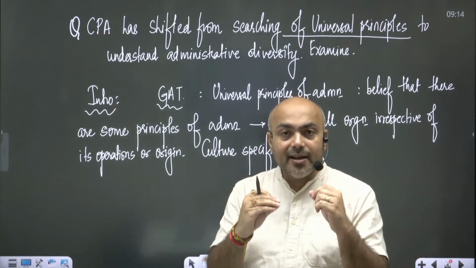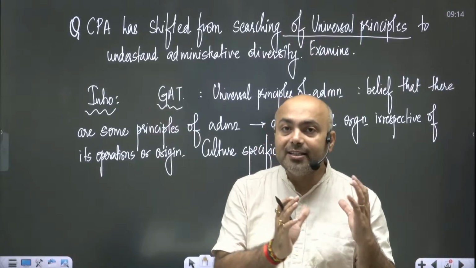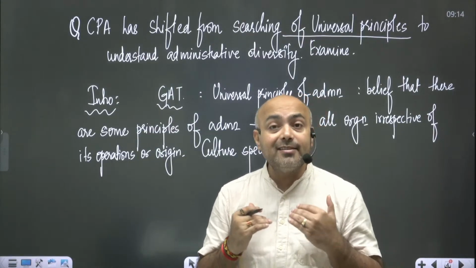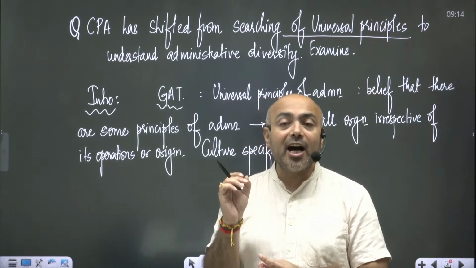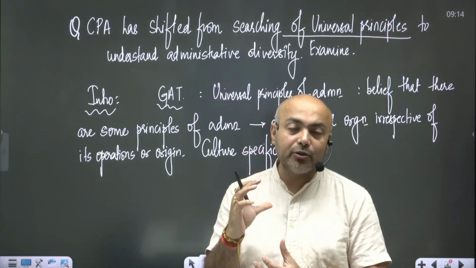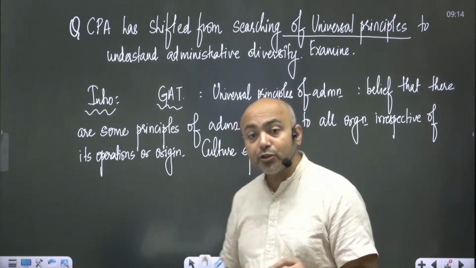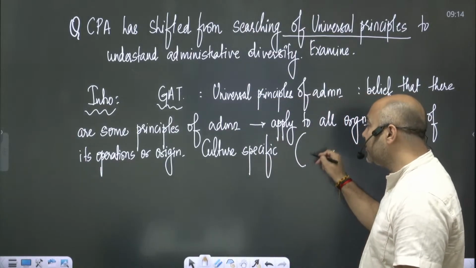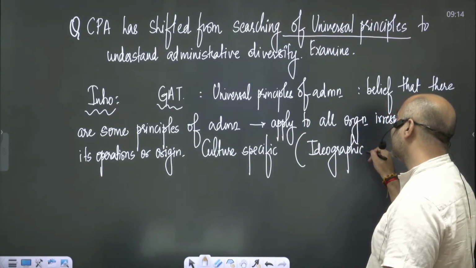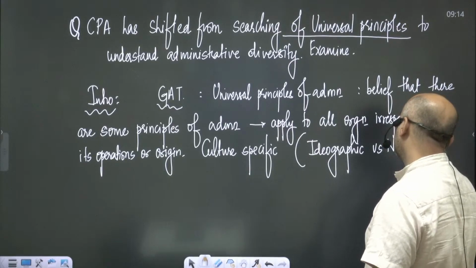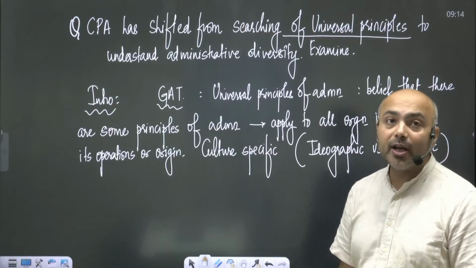That means here the classical theorists failed to adopt a culture specific approach, a culture sensitive approach, or as F.W. Riggs says, they adopted what Riggs called the ideographic approach and not the nomothetic approach. So in one line you will talk about that ideographic versus nomothetic idea. Okay, this is basically what your introduction is supposed to be.